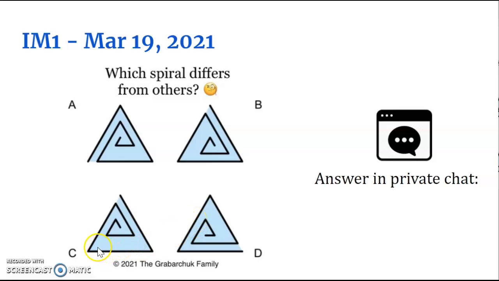The correct answer is C, because when you look at each of the spirals, if I count one side, two side, third side, it's the third side that is big in area. It's 1, 2, 3, the third side, and 1, 2, 3, the third side, but this one is actually the second side that is big in area.